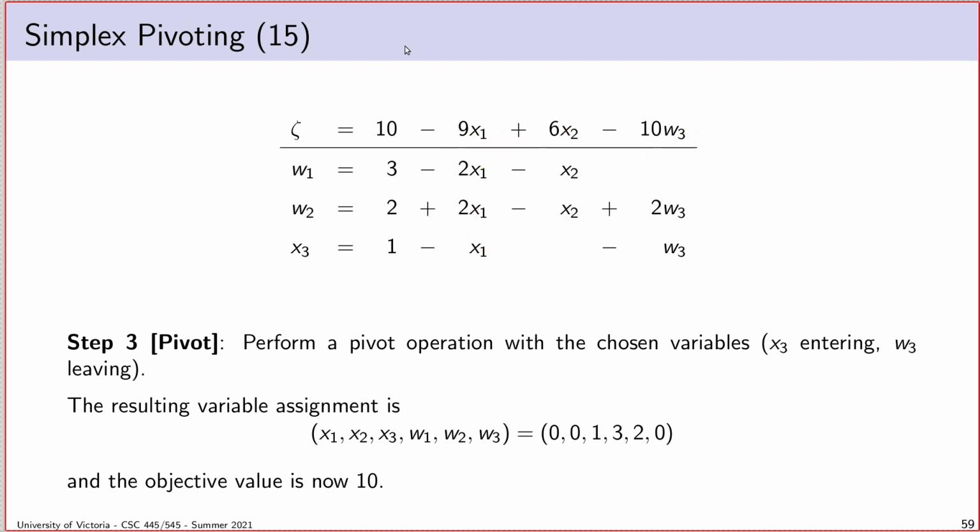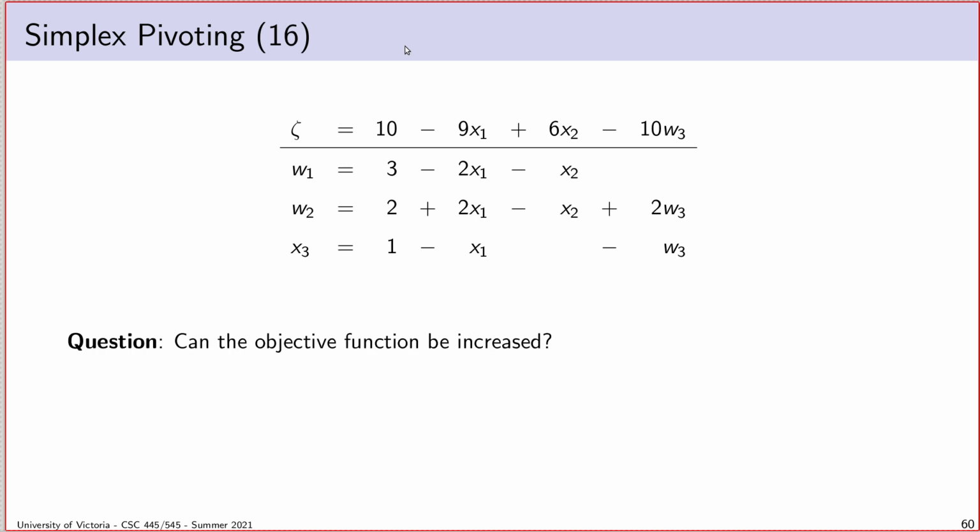All right, so then the question is, am I done? Can I increase the objective function further? So what I've done as of the end of this slide is one complete iteration of the simplex method. So the question is, do I need another? Can I increase the objective function further? And the answer is, I think, still yes.